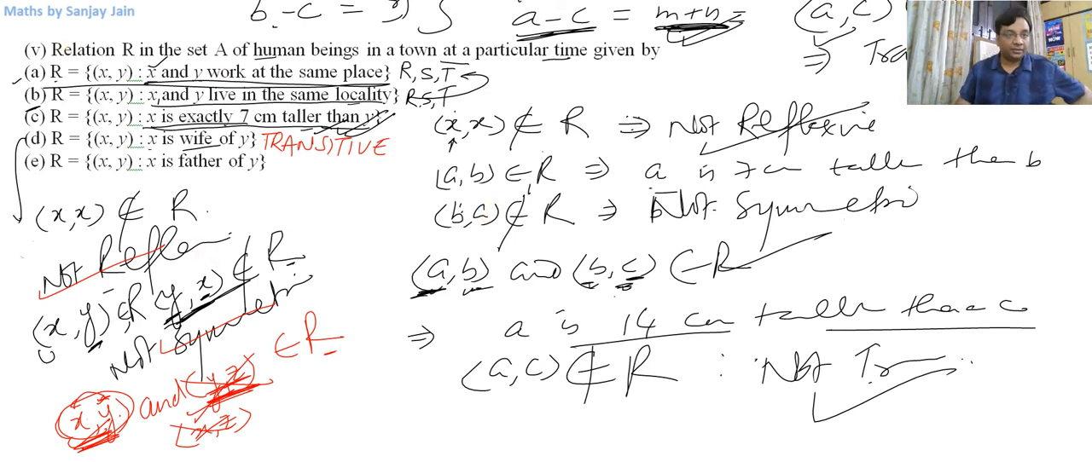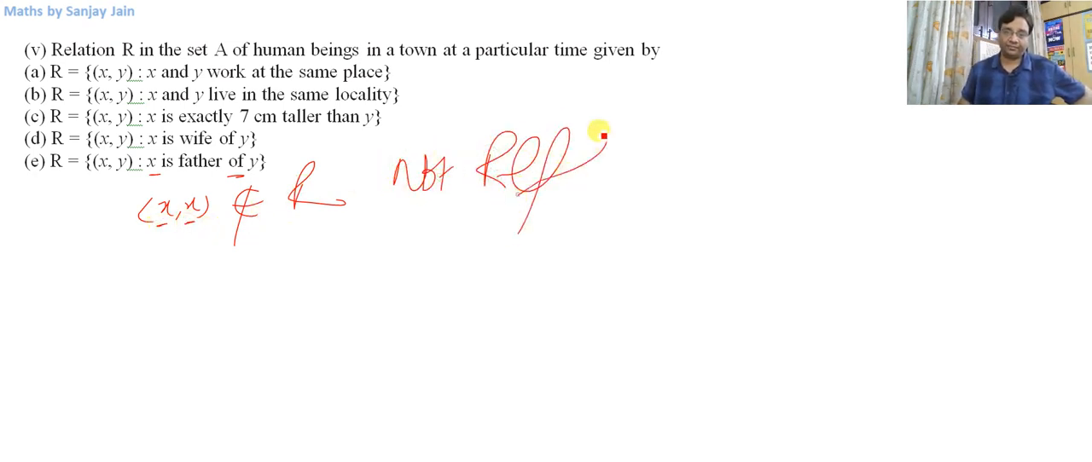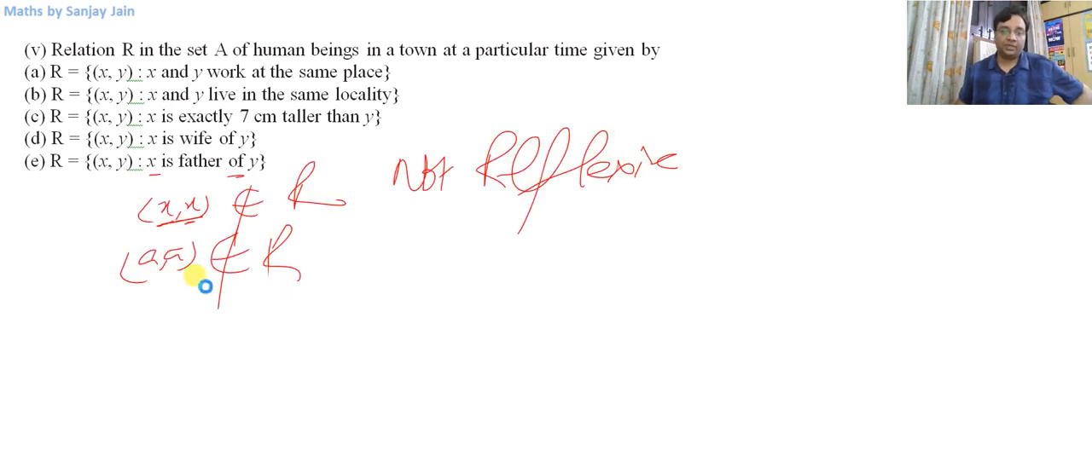Okay. Now look at this one. X is father of y. So x comma x cannot be present in relation R because x cannot be father of himself. So it is not reflexive. You can take x comma x here or a comma a here. You can say a comma a doesn't belong to R, right? Because a cannot be father of himself. So it is not reflexive.